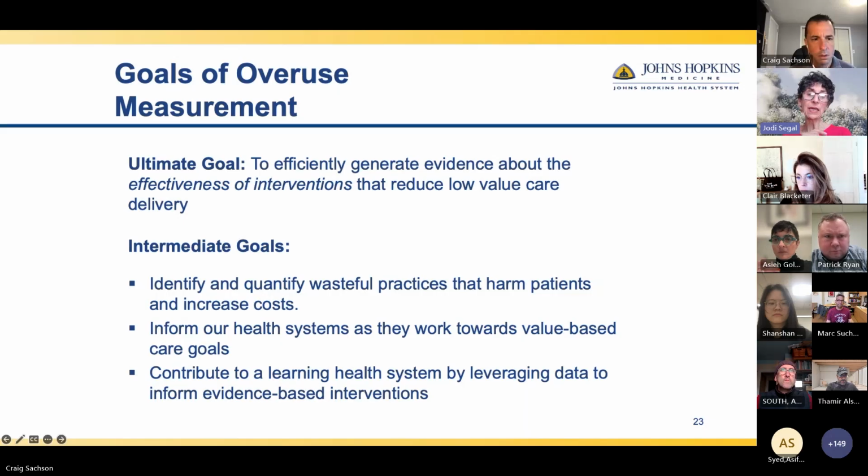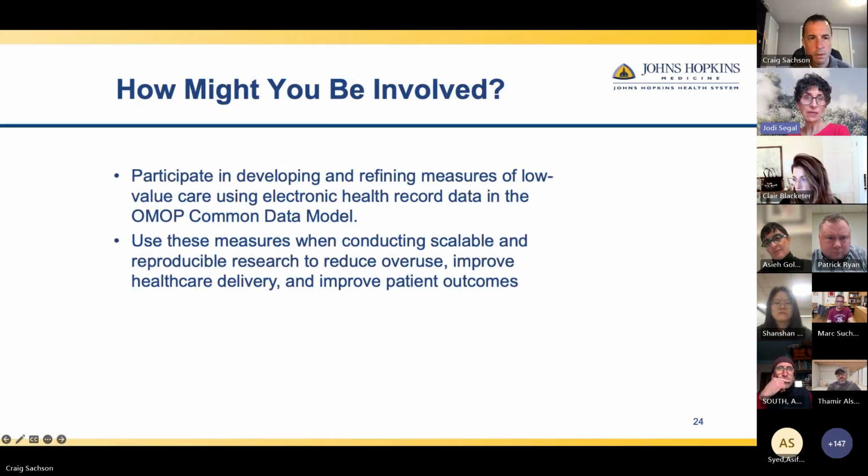But most immediately, I want to identify and quantify wasteful practices that harm patients and increase costs, then be able to inform our health system as we work towards value-based care goals and contribute to the learning health system by leveraging our own data to inform evidence-based interventions. So that's my local goal, and I suspect it may be other people's goals as well.